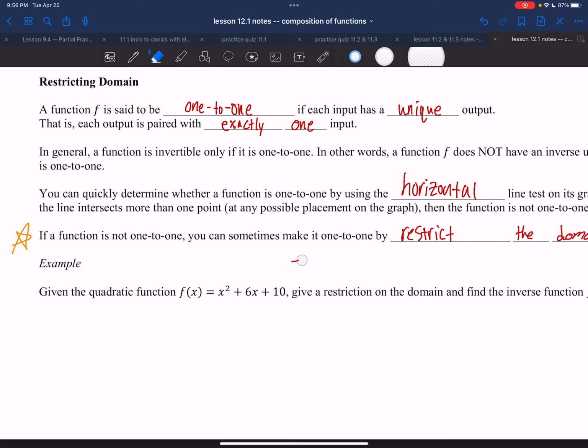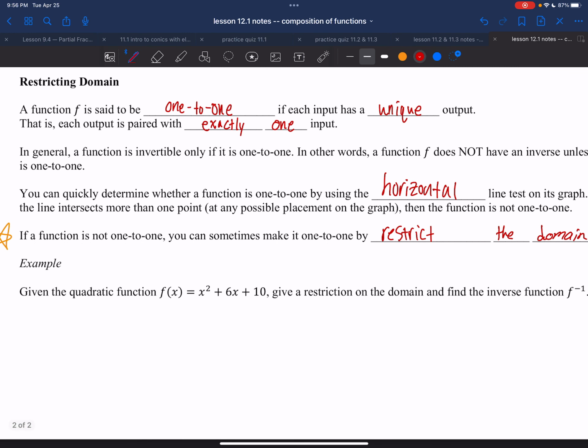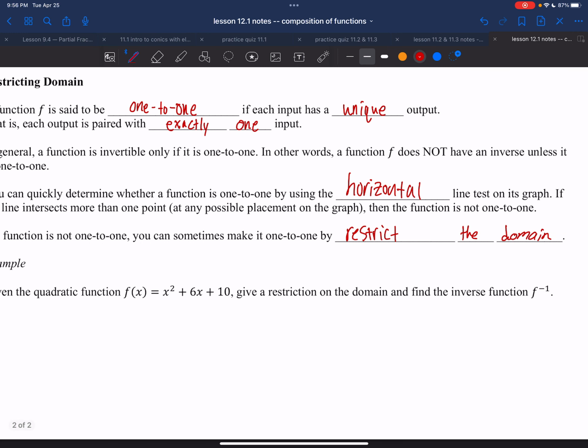So don't worry. It's okay. You'll get it with time. You will. Or maybe you just already got it. I don't know. Let's say, given the quadratic function x squared plus 6x plus 10, let's give a restriction on the domain and then find that corresponding inverse function.